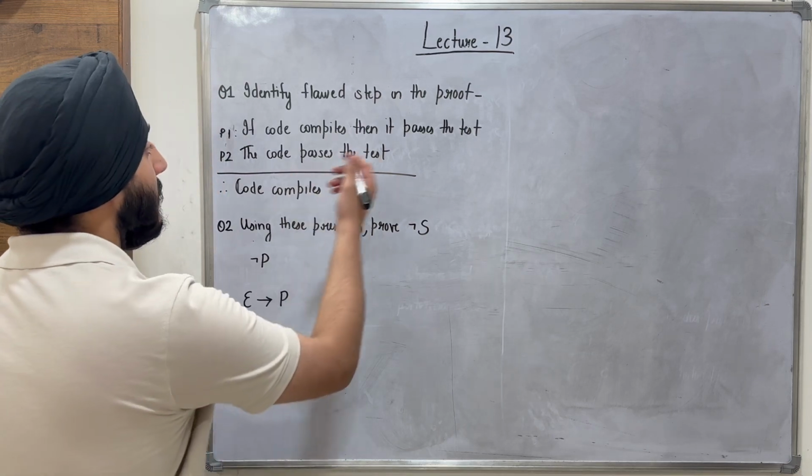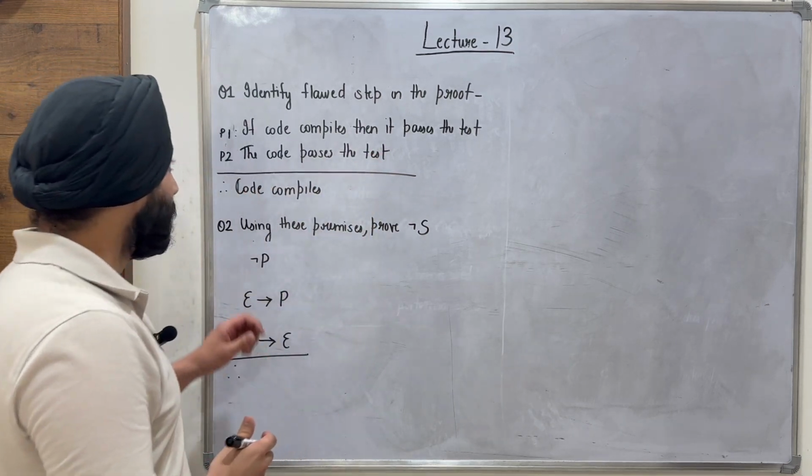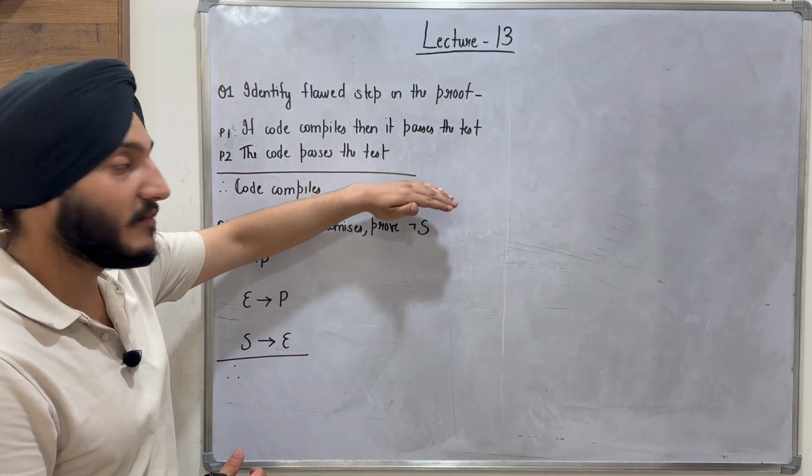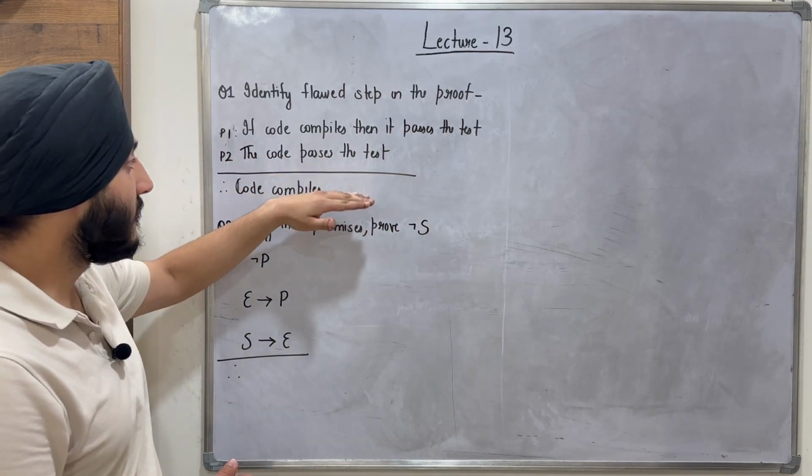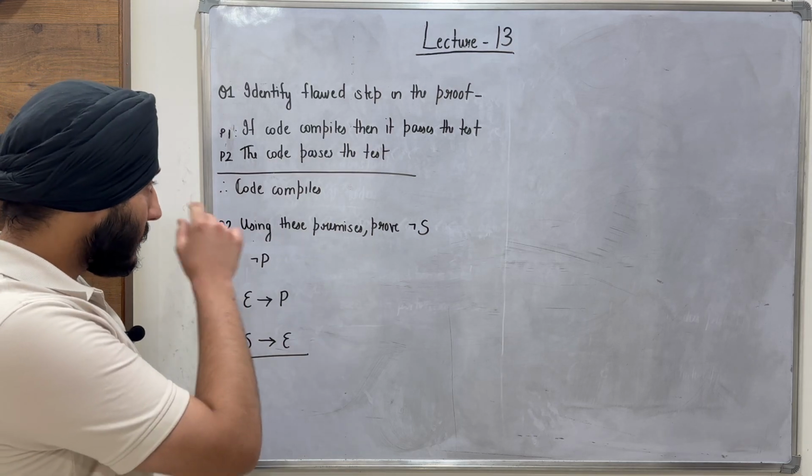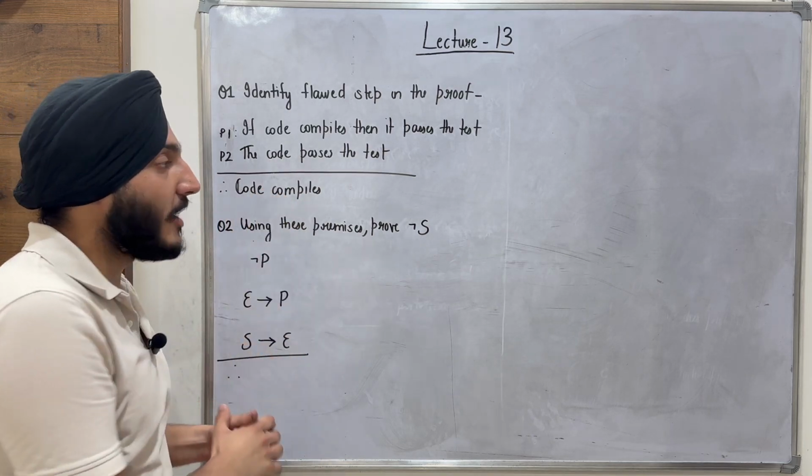Identify the flawed step in the proof, right? So it says if the code compiles, then it passes the test. The code compiles, right? And the conclusion is that it passes the test. Let's try to understand it.